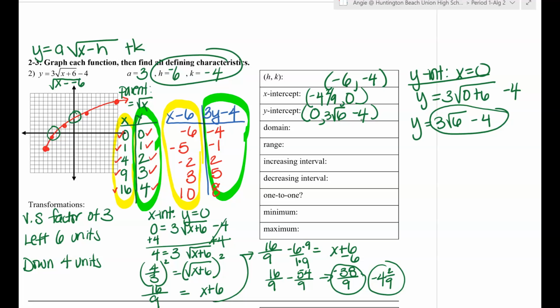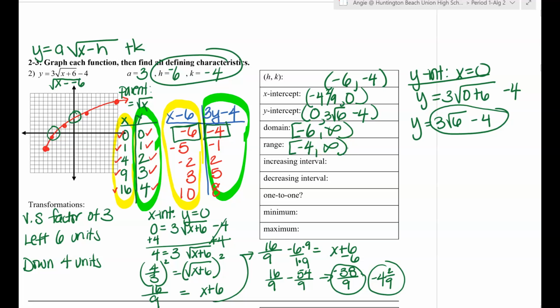Now the domain, remember we talked about the domain already, meaning all values of x. In this case, the smallest x that we have is -6, so it will be from -6 all the way to infinity, since the arrow goes to the right. Now the range, the smallest range we have is -4, and the arrow goes upward, so it is going to be from -4 all the way to infinity.